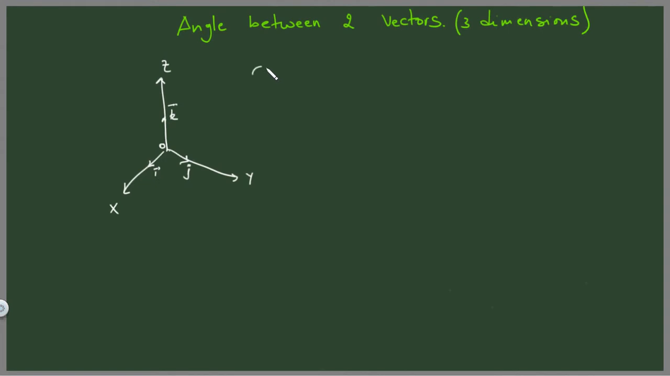The vector could be like 2i plus j minus k, and this is three dimensions. Before we had 2i, for example, plus j or minus j, that was two dimensions. So this is what we're going to have now.